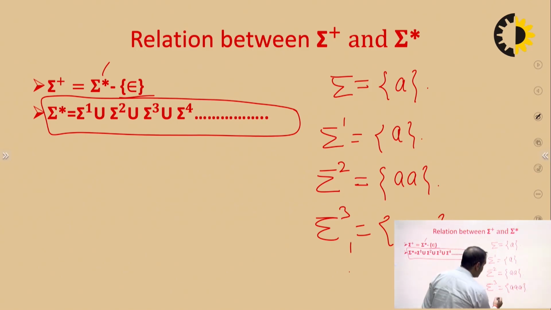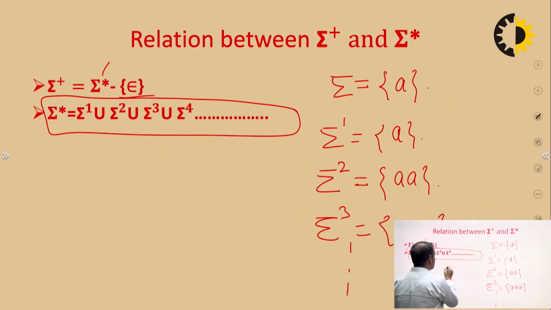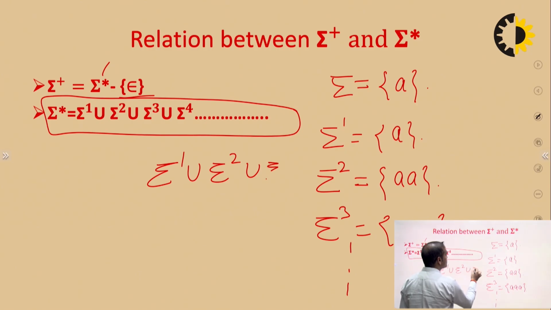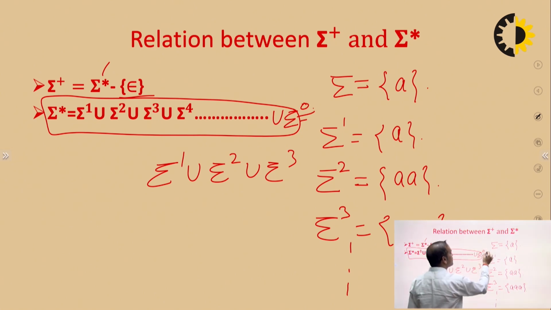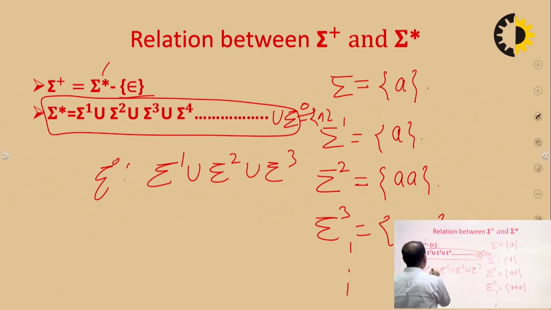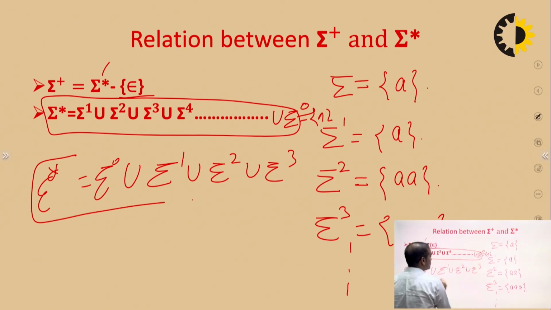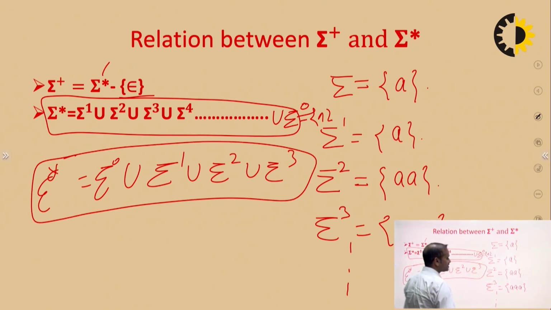And by combining these through the union operator, we get sigma star. Here we have also included sigma power 0, which contains null. So sigma power 0 and the others together are called sigma star. This is the main derivation of sigma star.